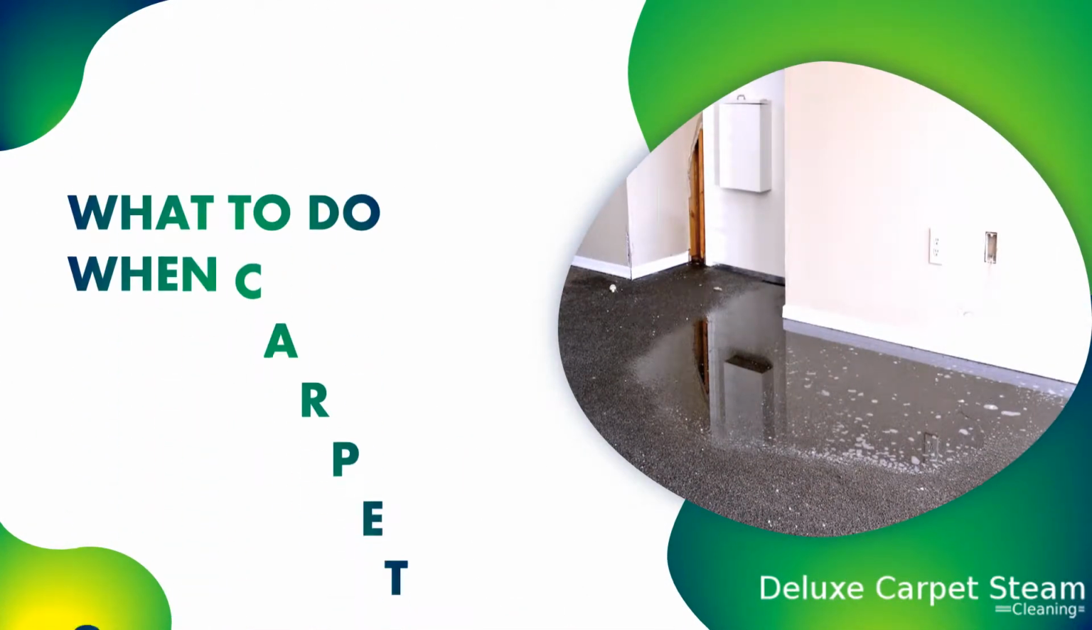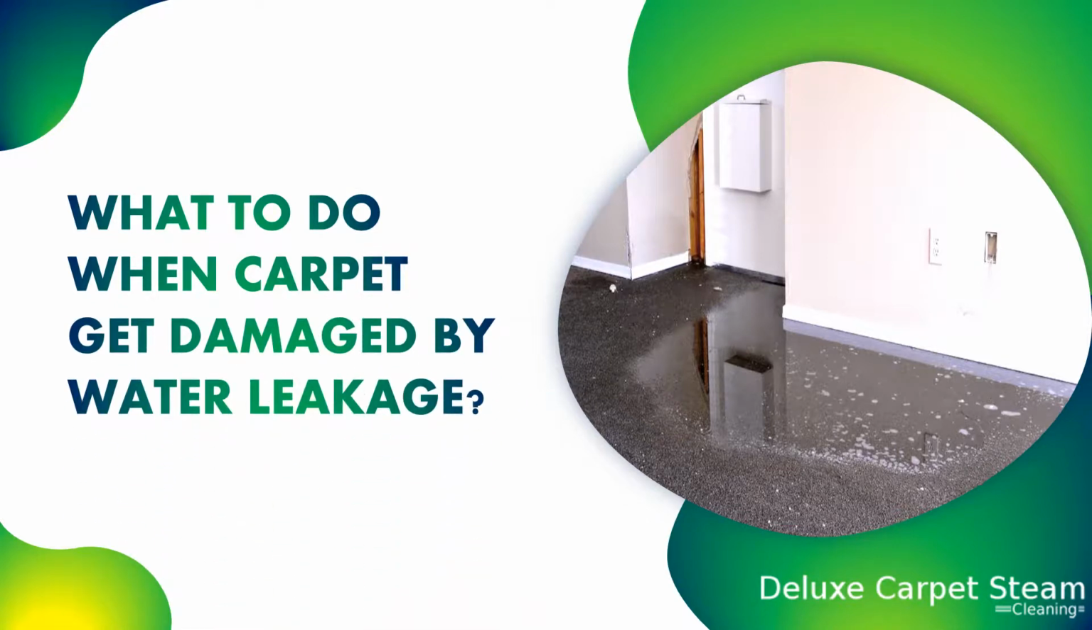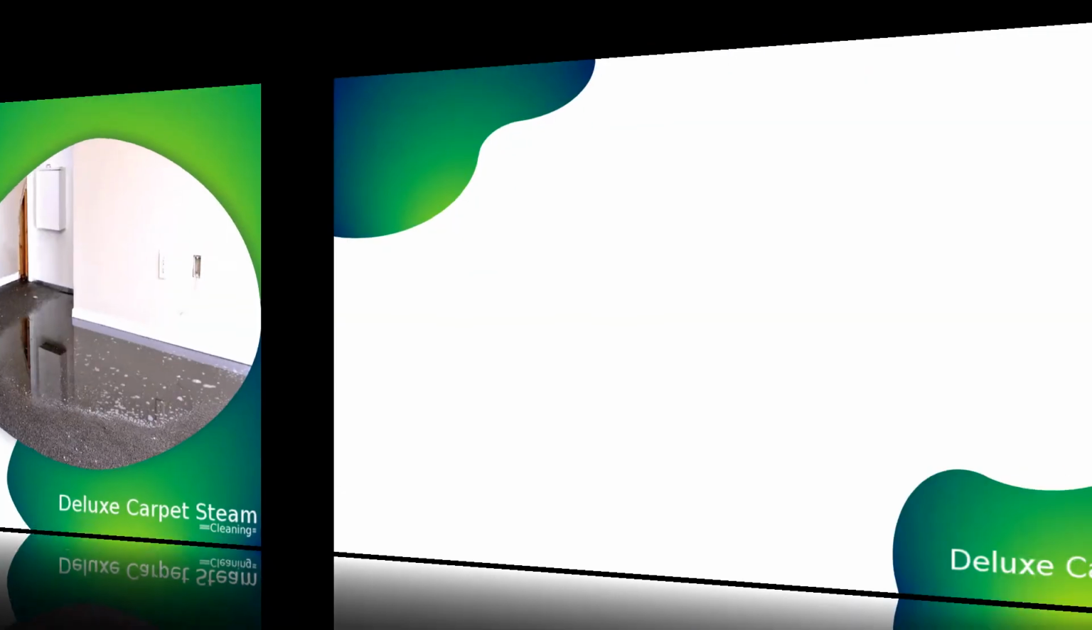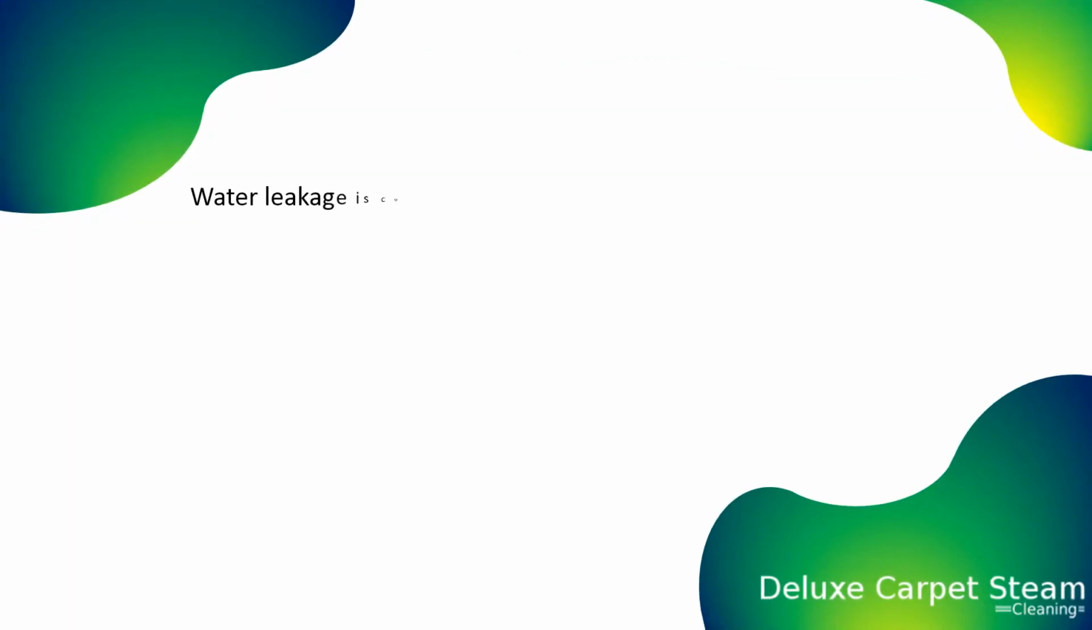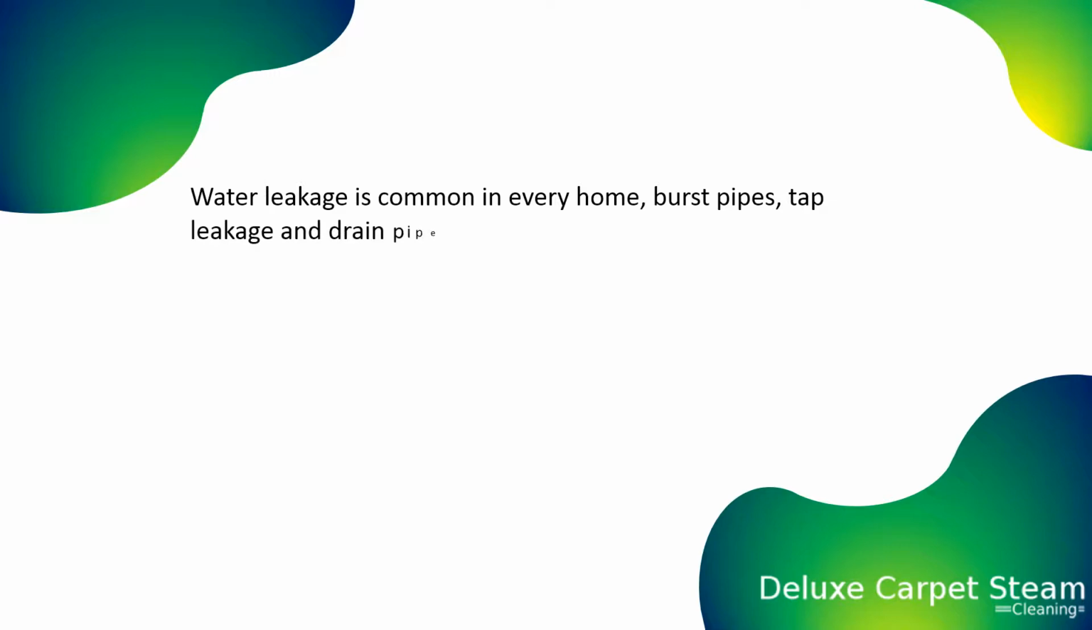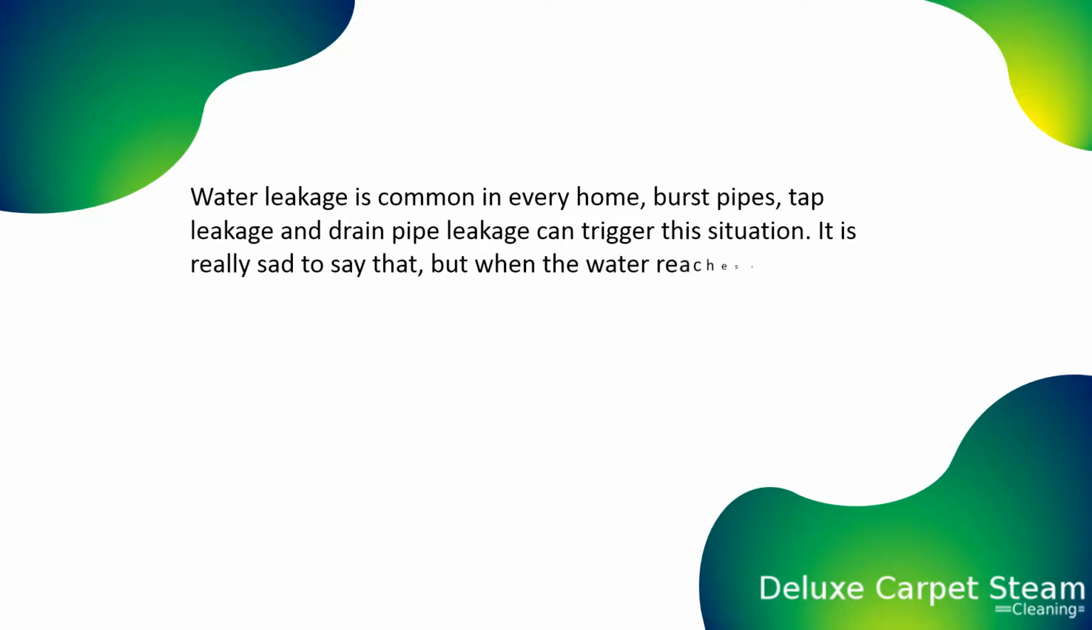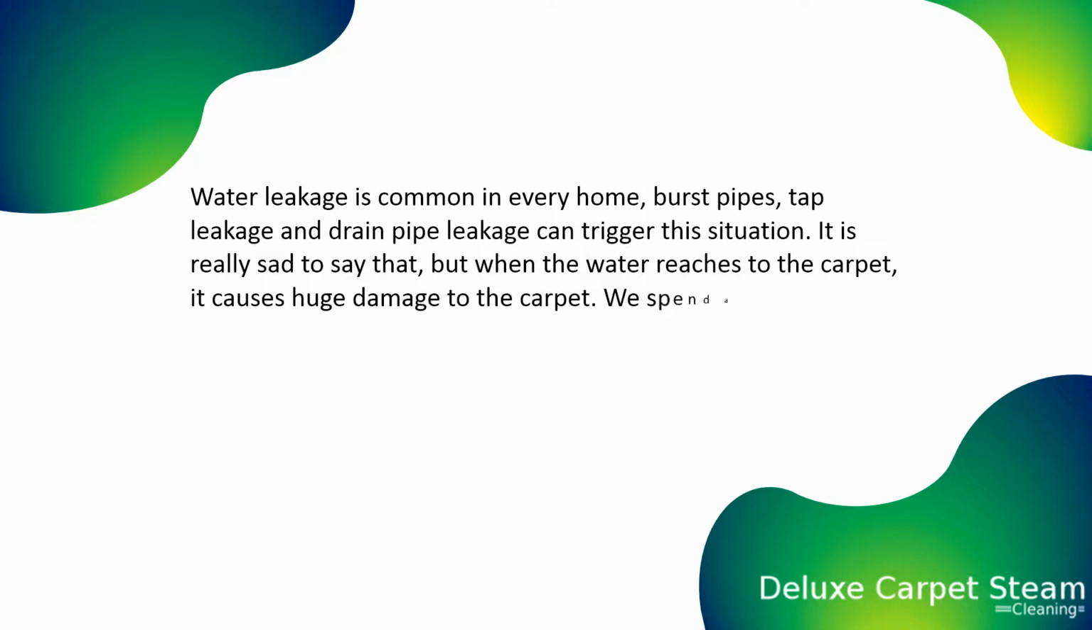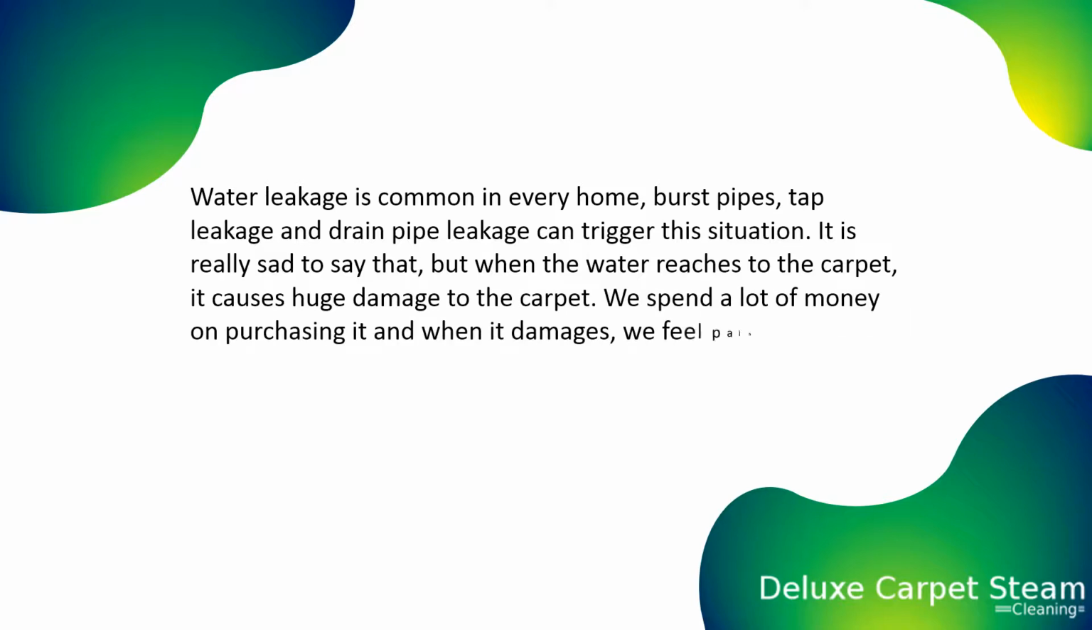What to do when carpet gets damaged by water leakage, by Deluxe Carpet Steam Cleaning. Water leakage is common in every home. Burst pipes, tap leakage and drain pipe leakage can trigger this situation. It is really sad to say, but when the water reaches the carpet, it causes huge damage to the carpet. We spend a lot of money on purchasing it, and when it gets damaged, we feel pain.